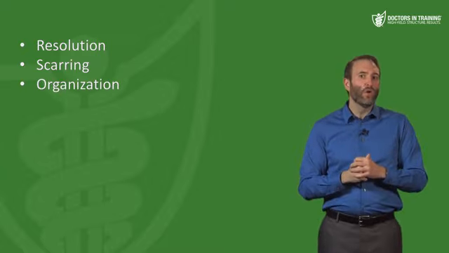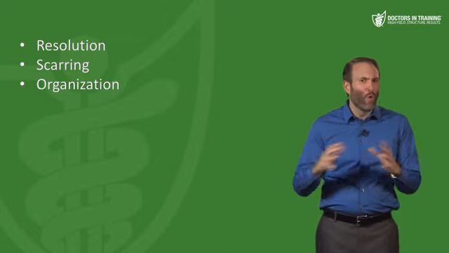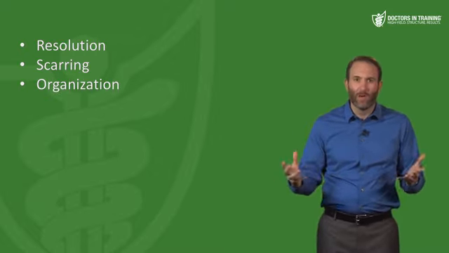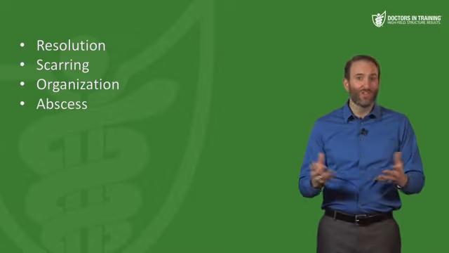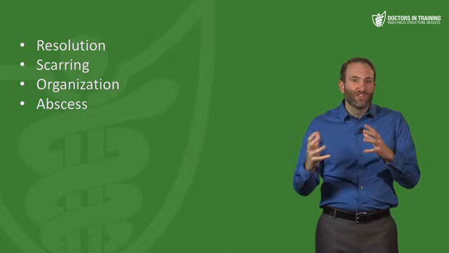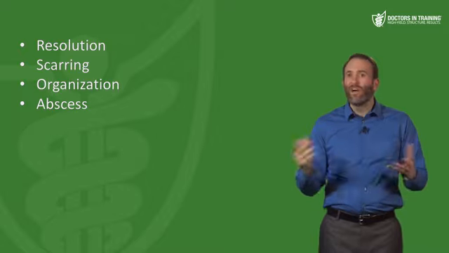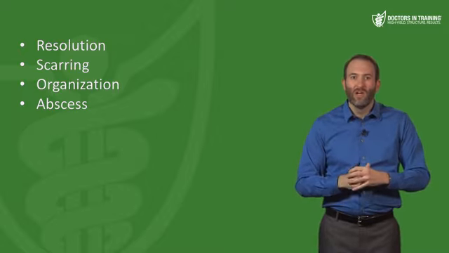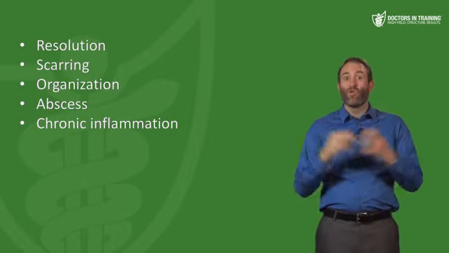Now, sometimes you'll get organization, where you get an organized fibrotic shell that walls off inflammation from the rest of the body. And if that fills up with pus, we call that an abscess. So your body actually considers an abscess a success because you've segregated that infection so that the pus pocket can't cause problems for the rest of the body. And then finally, sometimes with acute inflammation, you can't get rid of whatever's causing it, then you have that progression to chronic inflammation.